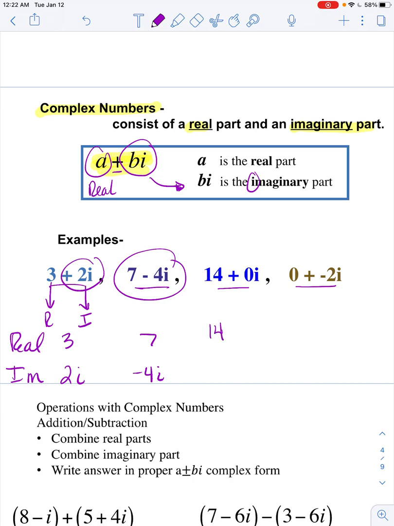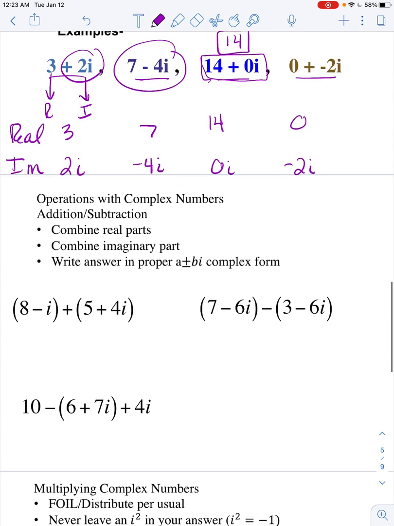Here my real part is 14 and my imaginary part is 0i. Well, that's suspiciously like the number 14, but if you're told to write it in complex number form, you'd have to indicate that you understand it's supposed to have an imaginary number part. It just doesn't because it's 0. Same thing here. The real part here is 0 and the imaginary part, negative 2i. So you're just identifying the pieces of that complex number.